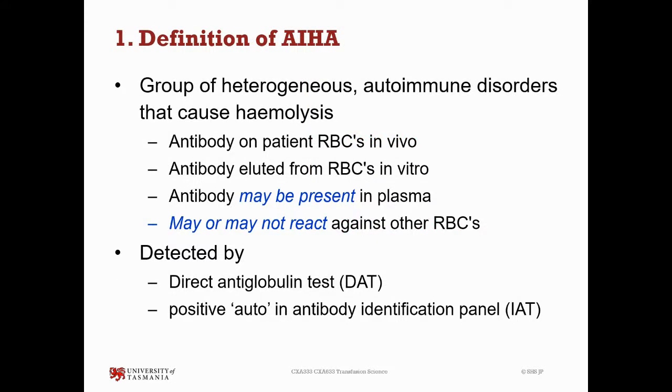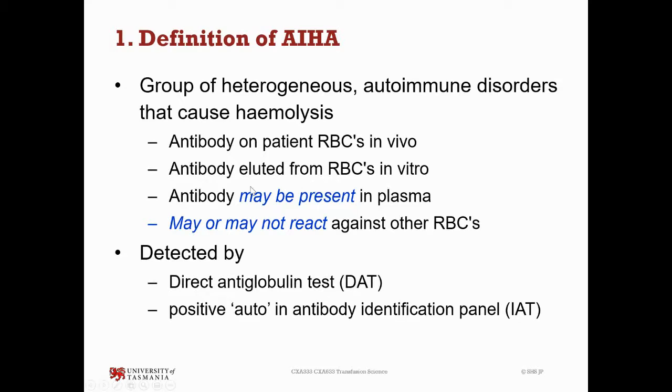So this is a definition of autoimmune hemolytic anemias. A group of heterogeneous autoimmune disorders that cause hemolysis. So heterogeneous meaning that they have many and varied causes, but the thing that they have in common is that they are autoimmune and that they cause hemolysis. So this is when the body's immune system attacks its own red cells, and the patient's red cells are sensitized, and that antibody can, in most cases, be eluted. So the antibody is on the patient's red cells, and the antibody can be eluted from those red cells.